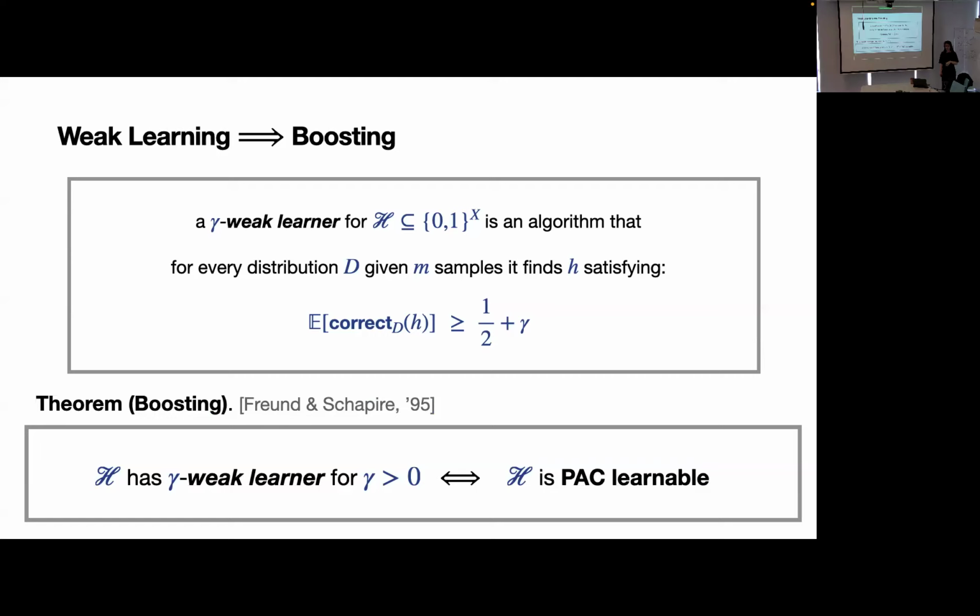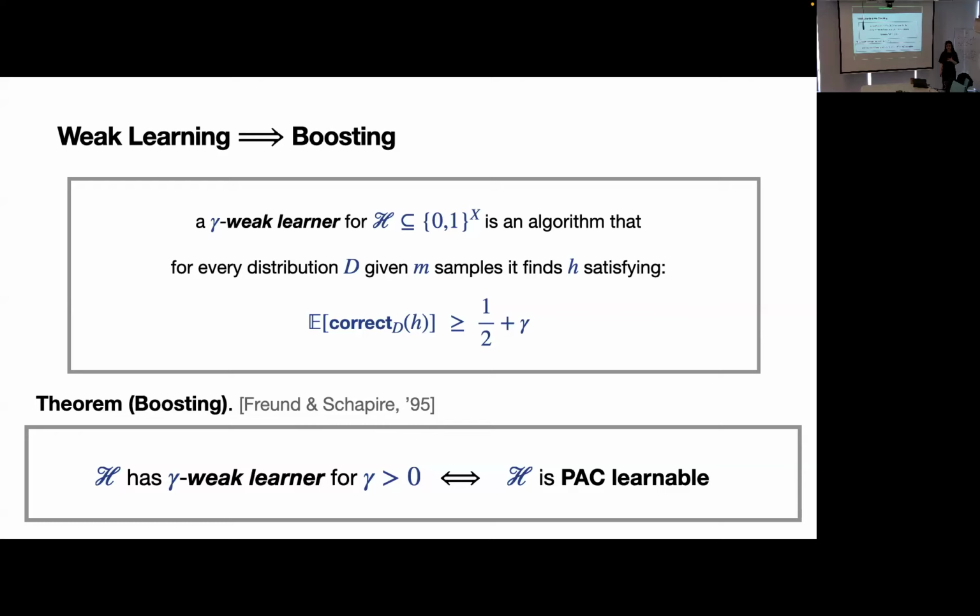What's the main result? This is due to Freund and Schapire, a long line of works by both. They show that there's an equivalence between a class having a gamma weak learner for some gamma bigger than 0, and the class being strongly PAC learnable. And this equivalence is also algorithmic. So if I have oracle access to a weak learner, I can efficiently improve it and get a PAC learner. Good, so that's the classical theory here.